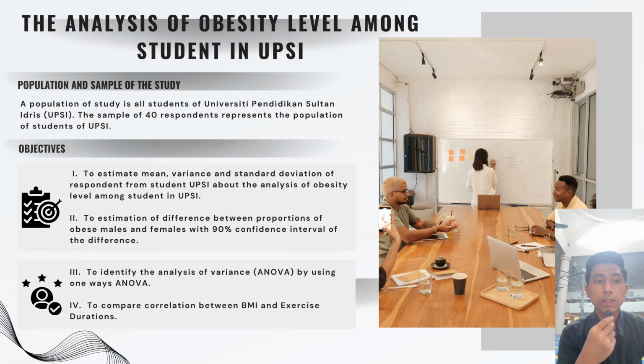The second is to estimate the difference between proportions of obese male and female with 90% confidence interval of the difference. Third is to identify the analysis of variance using one-way ANOVA. Fourth is to compare correlation between BMI and exercise durations.